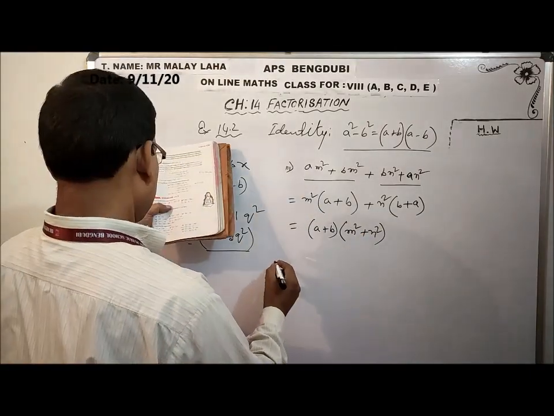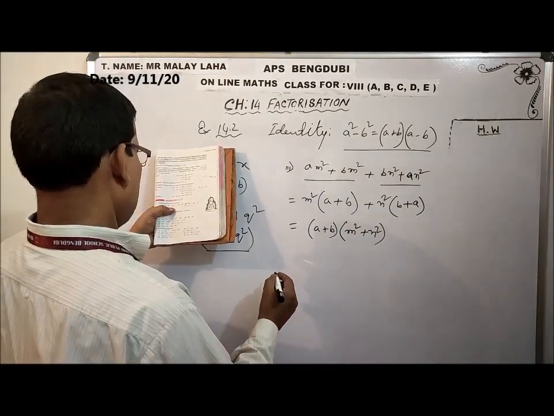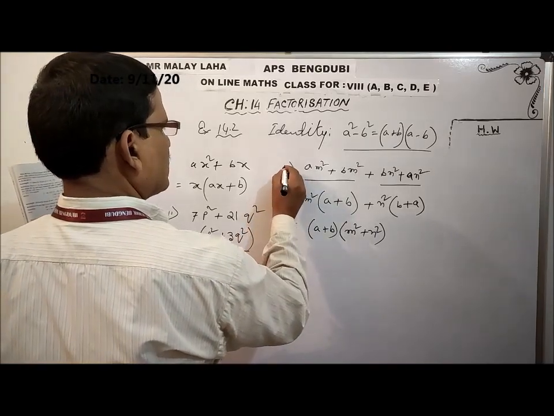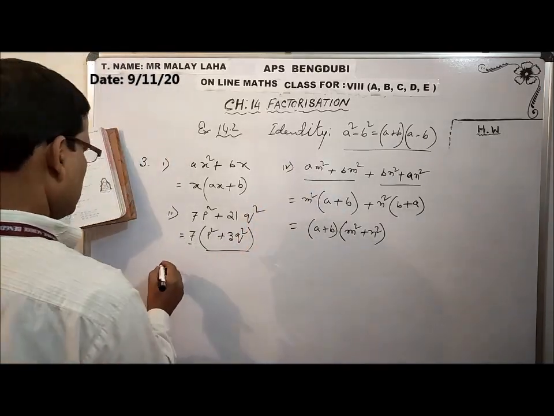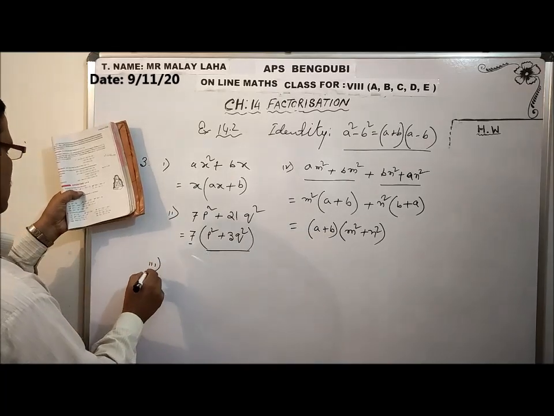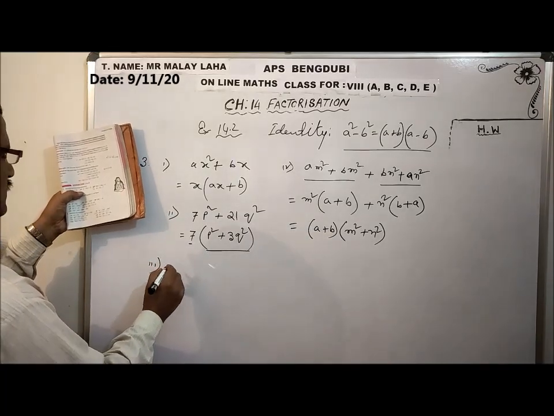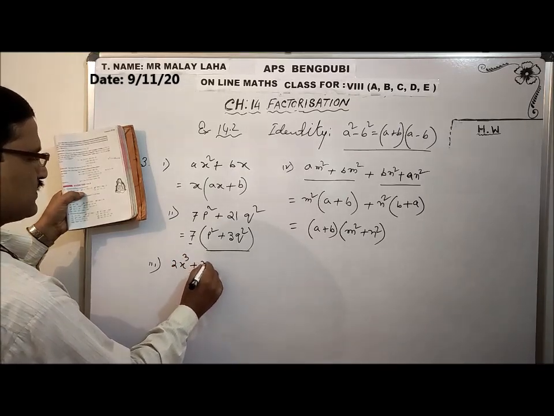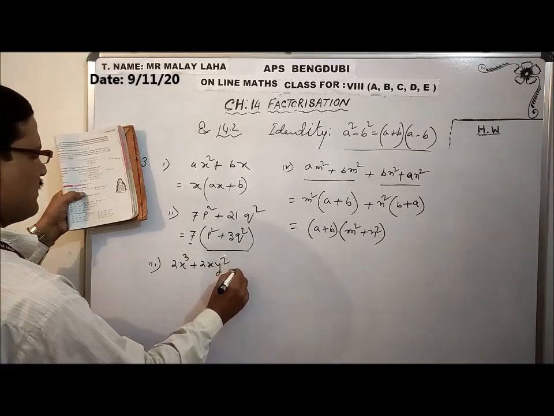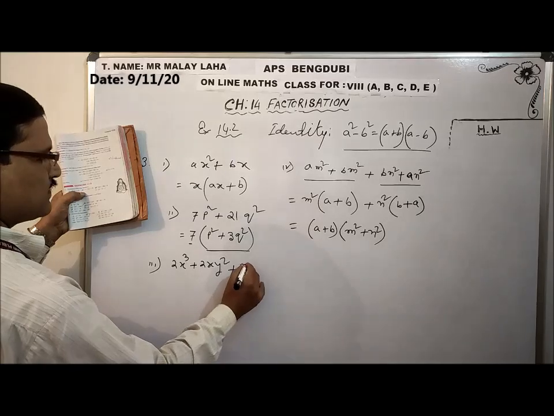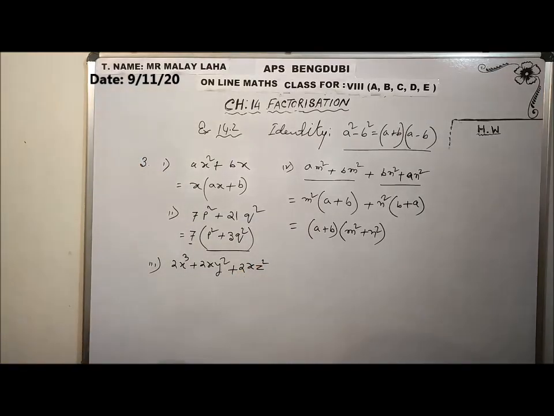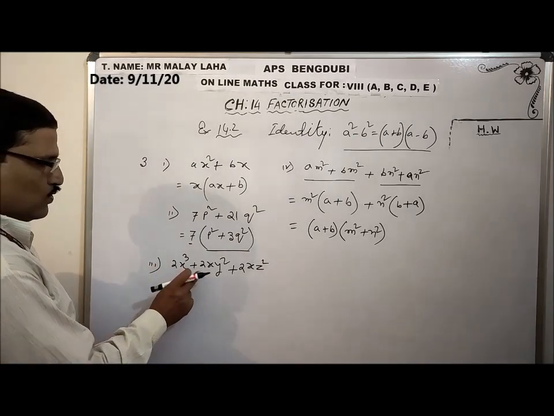Now 3, sorry, it was actually 4. Now 3 I am doing here. Clear? So 3 was 2x cube plus 2xy square plus 2xz square. What is common in all three terms? Tell me. 2, 2, 2.